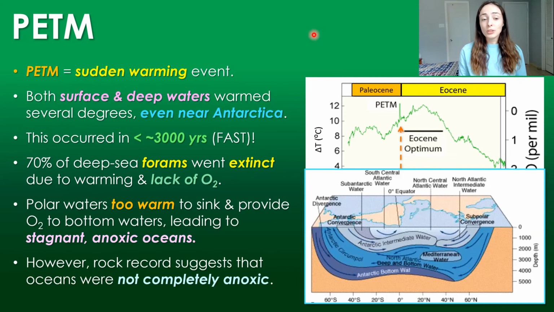That's because when polar waters become too warm to sink and provide oxygen to those bottom waters, it leads to stagnant and anoxic oceans. And I talk about this feedback mechanism in my Cretaceous paleogeography video, but also I talk in there about climate. But the Cretaceous had two major ocean anoxic events, and I talk about those and why those occurred in that video. And it was largely because of the way continents were arranged, but also because waters were so warm that the polar waters didn't sink and so on. But the rock record does suggest that oceans were not quite as anoxic as they were during those ocean anoxic events in the Cretaceous period.